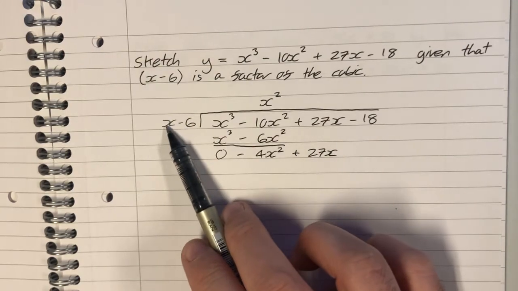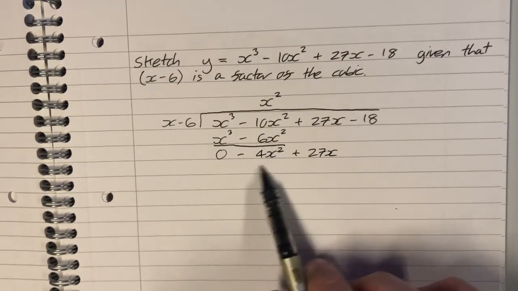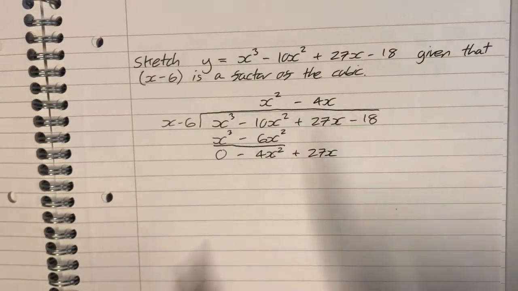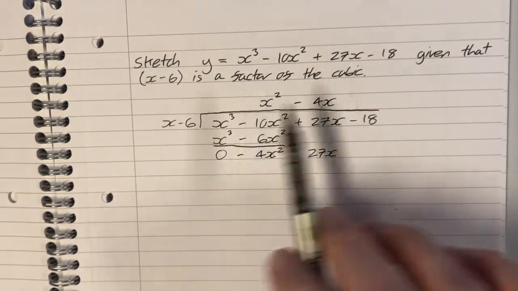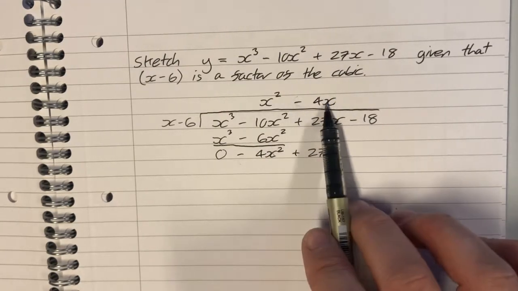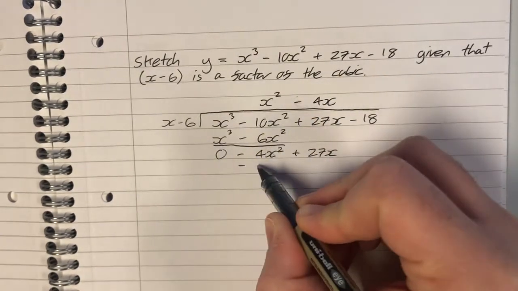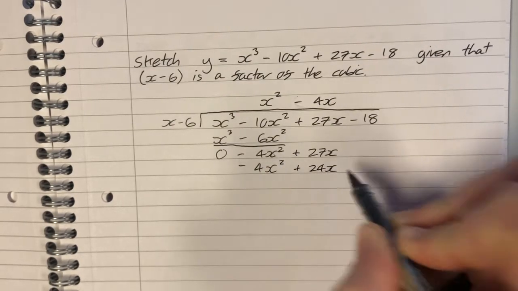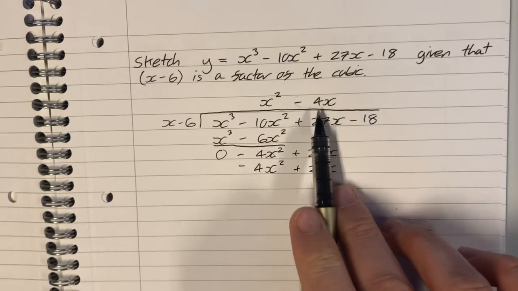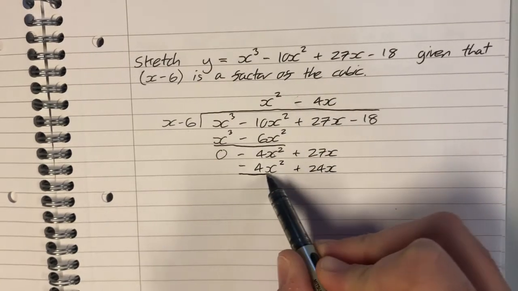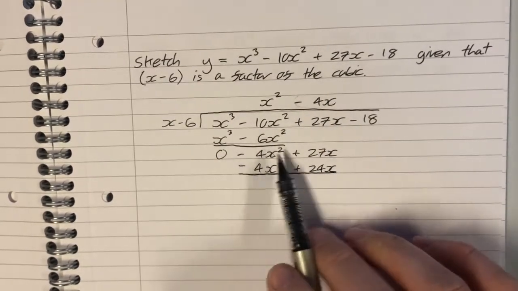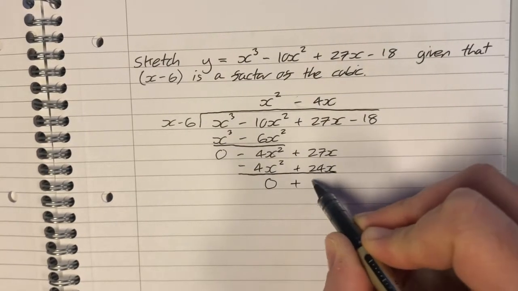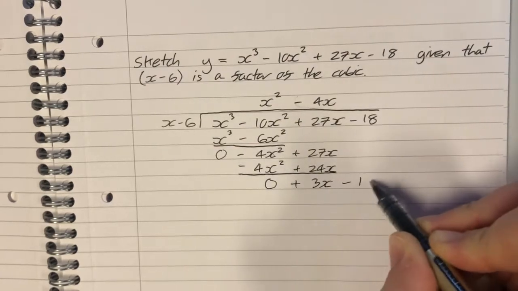What do I times by x to get to minus 4x squared? And the answer is minus 4x, so that goes up on top. I now take what I'm dividing by, multiply it by what I've just written at the top. So I get minus 4x squared. I'm going to get plus 24x. Okay, minus 6 times minus 4 is positive 24. Again, just be careful of your signs. Minus 4x squared minus minus 4x squared is 0, and 27x minus 24x is plus 3x. Bring down my minus 18.